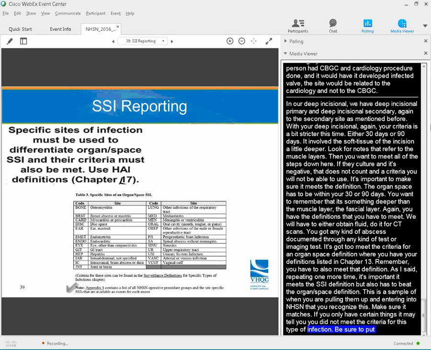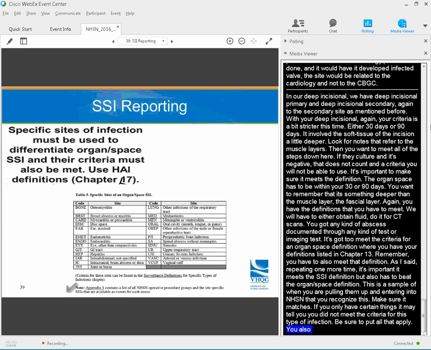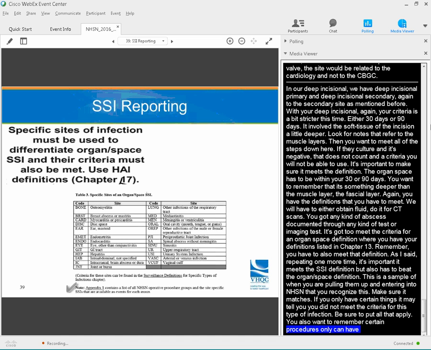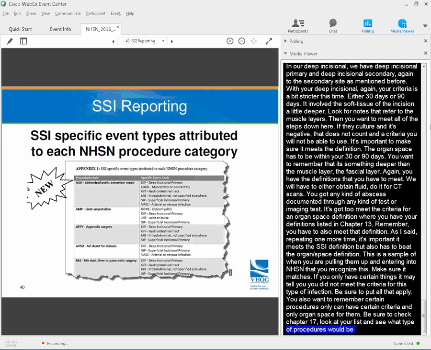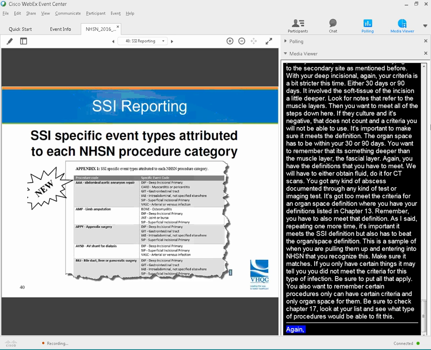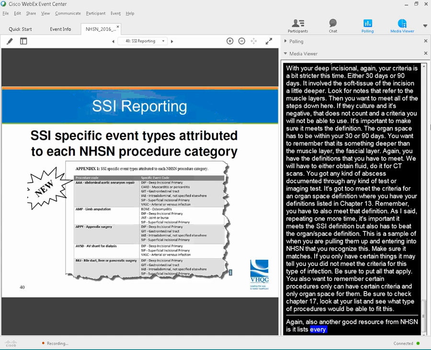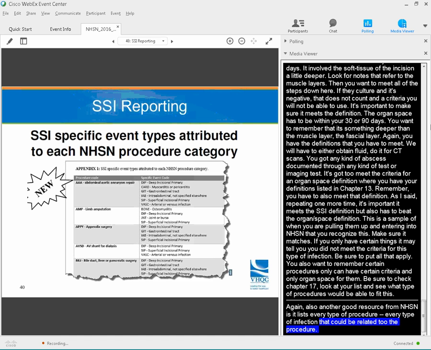And you also want to remember that certain procedures only can have certain criteria and only can have organ space for them. So be sure and check Chapter 17, look at your list, and see which types of procedures would be able to fit this. And again, also another good resource from NHSN is it lists every type of infection that could be related to that procedure. So if it's something that can't be related with that, then it's not going to let you enter that. And there's your list that you can verify it with.